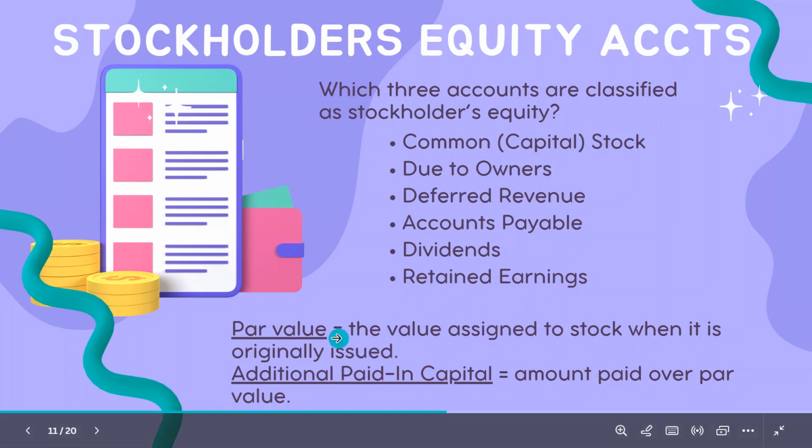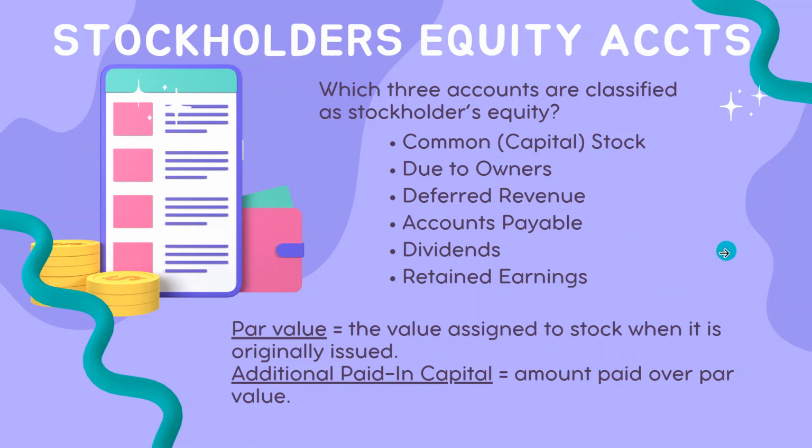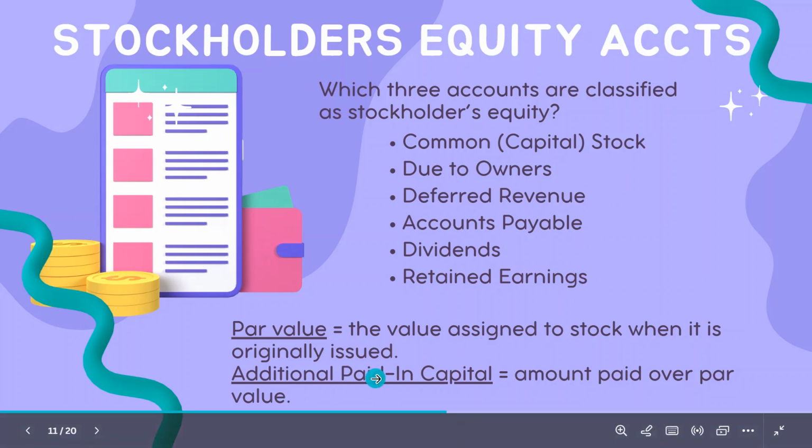A few more vocabulary. Par value is the value assigned to stock when it's originally issued. So when you originally issue this capital stock, let's say that you issue 10,000 shares of stock at $10 par value a piece. Okay. So the value that's printed on the stock is $10. That's the par value that's printed on that stock. However, when the value of that stock increases, then people will pay more than the par value. The amount that they pay in addition to par value is called the paid in capital.